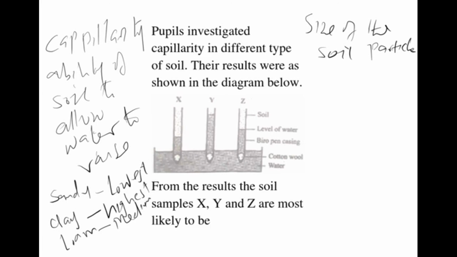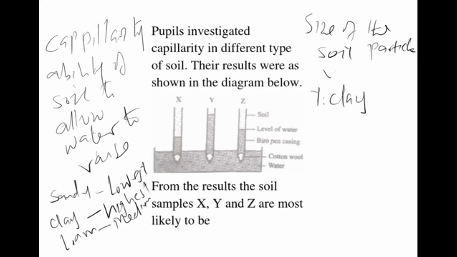Therefore, looking at the diagram, we can easily identify the soils. So we have X, Y, and Z. Looking at Y, it has the highest level. So Y is clay soil.